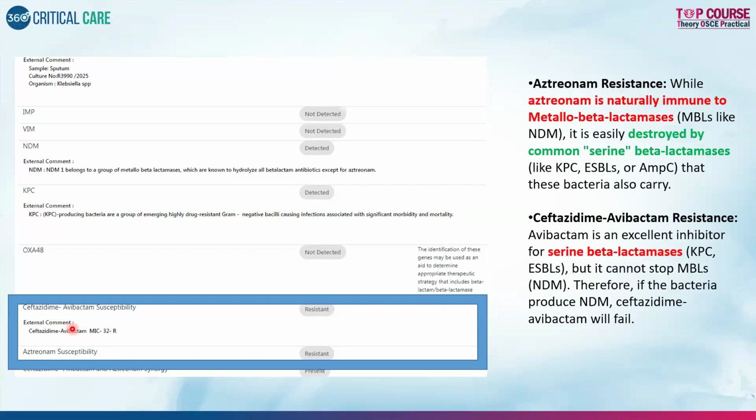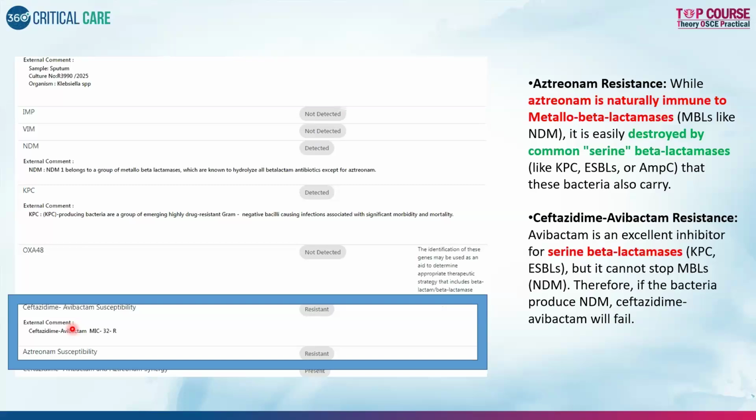So here you have KPC which is positive, right? So that was breaking the aztreonam. Aztreonam is strong against your class B beta-lactamases like your NDM, but unfortunately, class A enzymes like your KPC can break it. So because it was breaking it individually, when you checked for aztreonam, it will come as resistant. Similarly, when they took ceftazidime-avibactam individually, your NDM, that is your class B, was breaking it. So when they are taken individually and susceptibility was tested, they come as resistant.